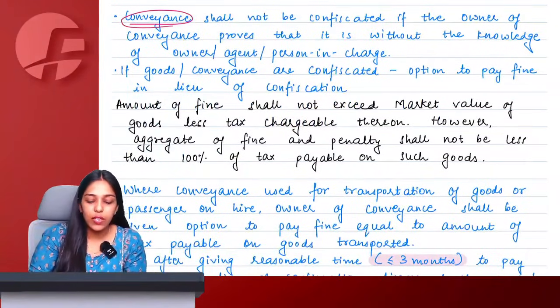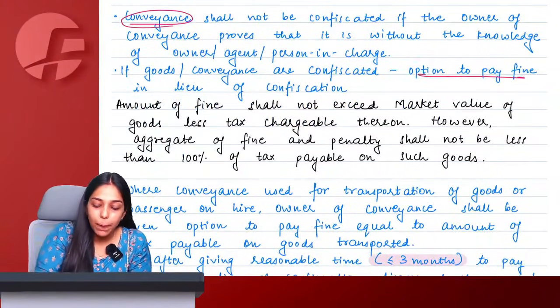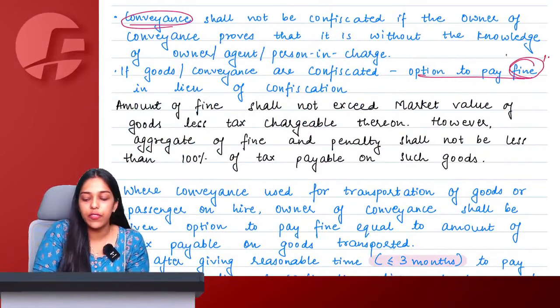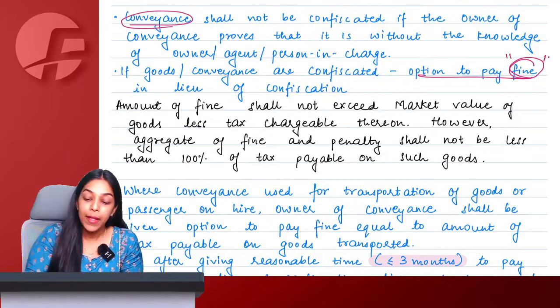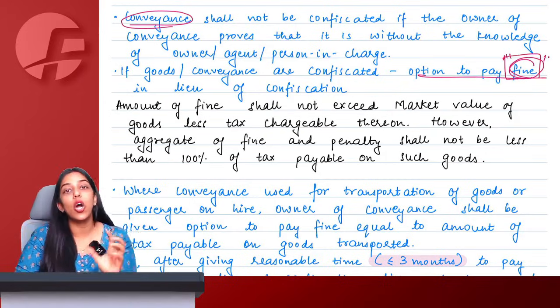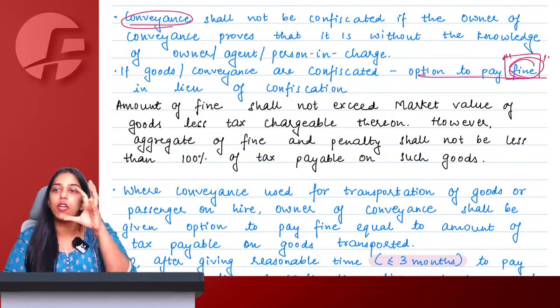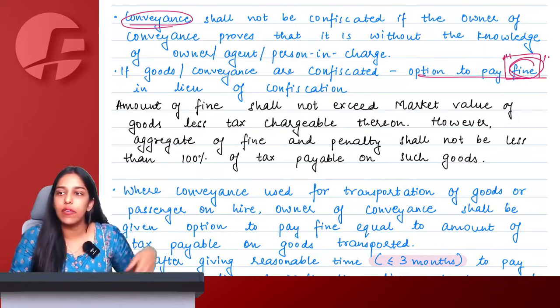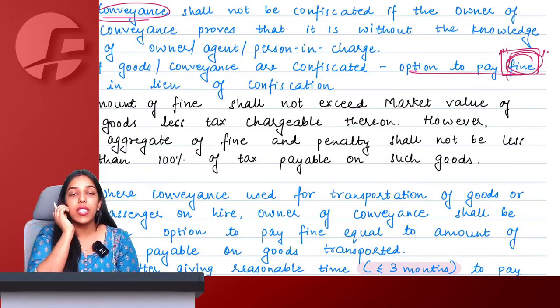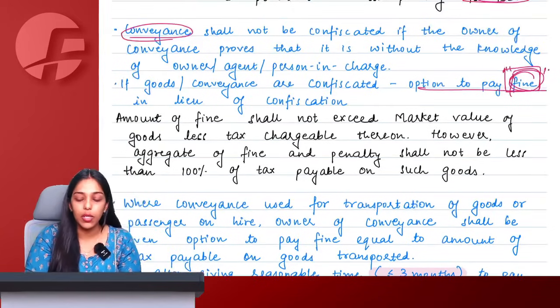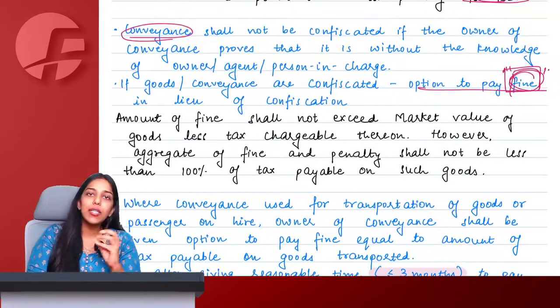If the goods or conveyance are confiscated, they have an option to pay the fine in lieu of confiscation. Understand, penalties, taxes, interest you anyway have to pay. Here we are saying that we will not confiscate your goods or conveyance, we are not going to take them with us, if you pay the fine. So the fine is in lieu of confiscation only; normal taxes and penalties you will have to pay.